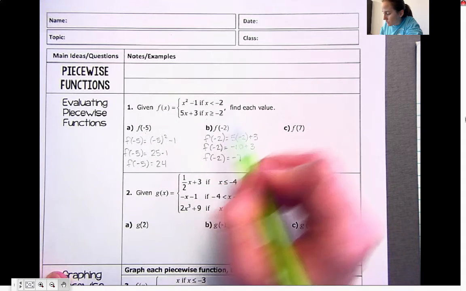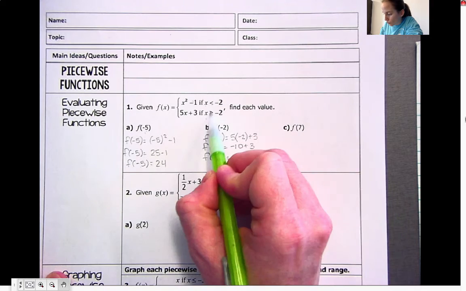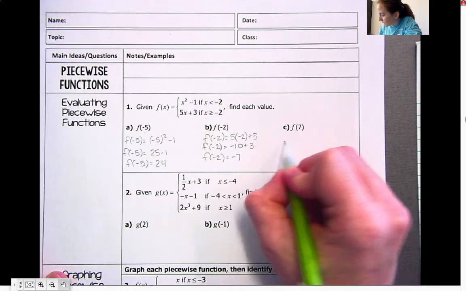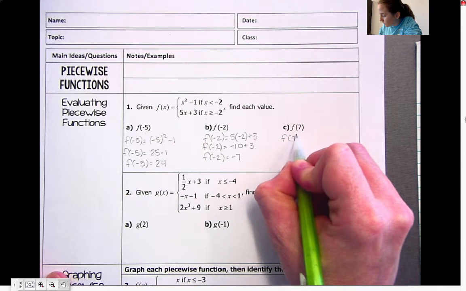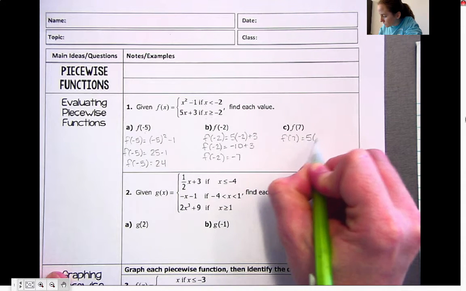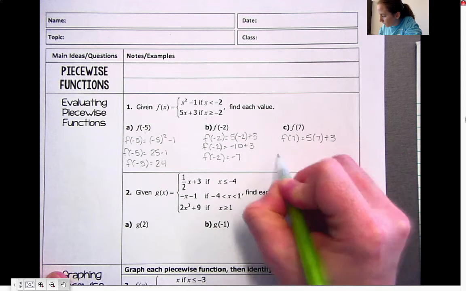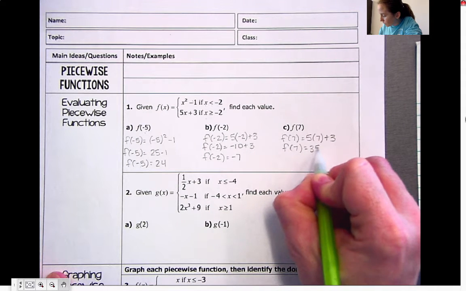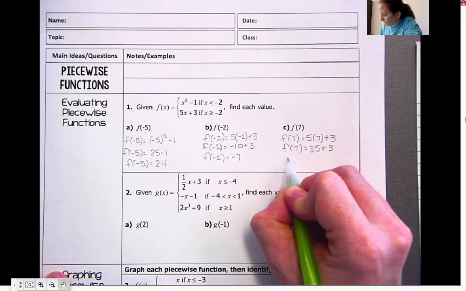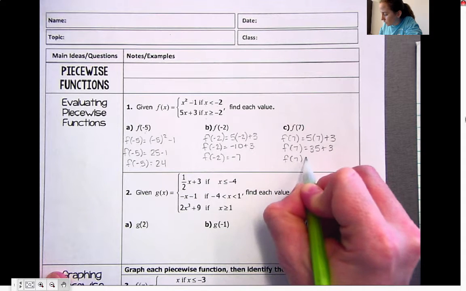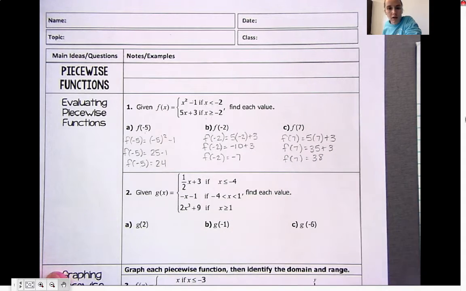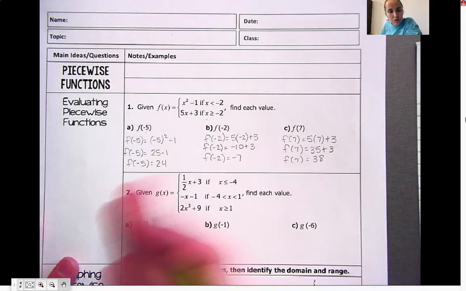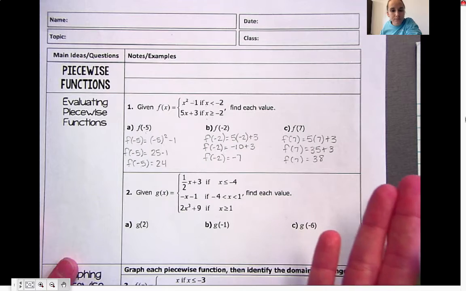Well, 7 is greater than -2, so I use this bottom row. So I say f at 7 equals 5 times 7 plus 3. F at 7 equals 35 plus 3. So f at 7 equals 38. Okay, so first of all, you need to know how to do that. Once you can do this, then you can graph it.